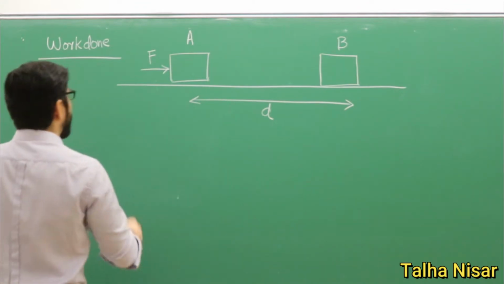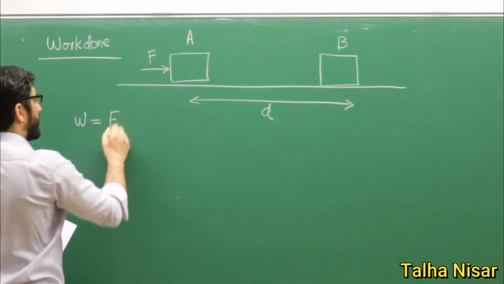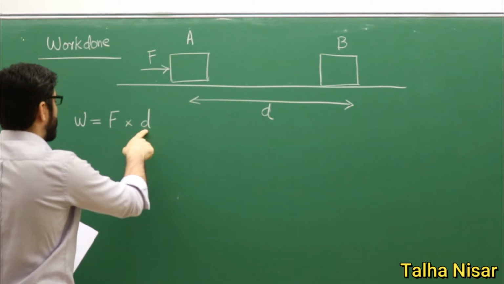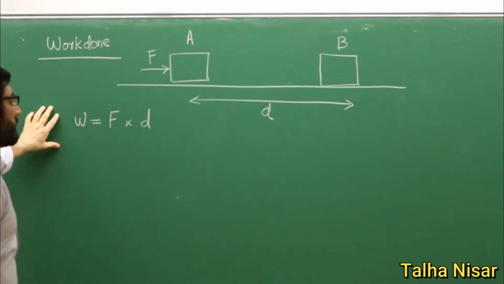Mathematically, we write W equals the force multiplied by the displacement. In physics, this is the definition of work done.